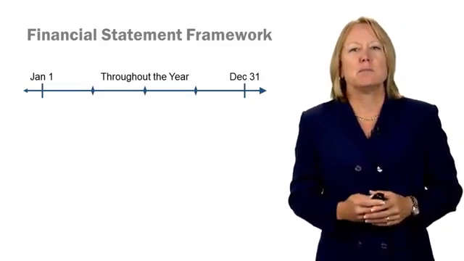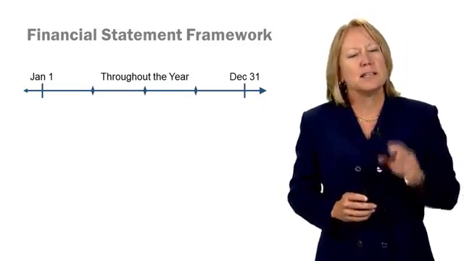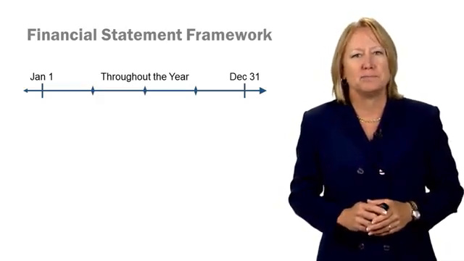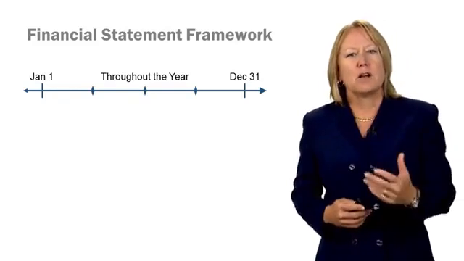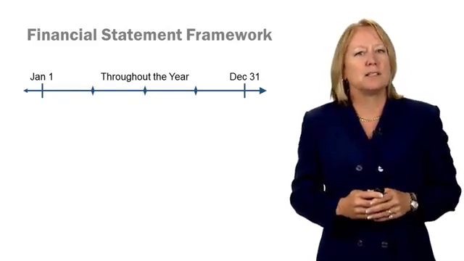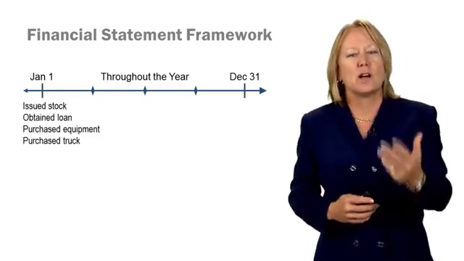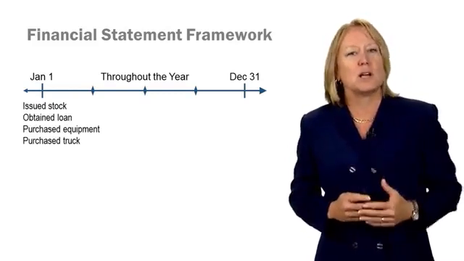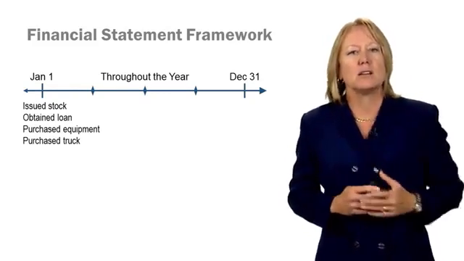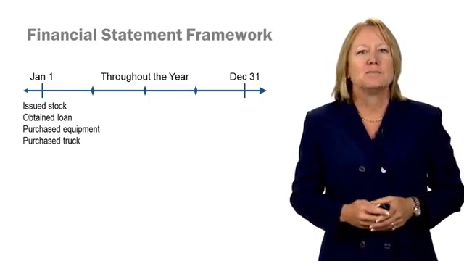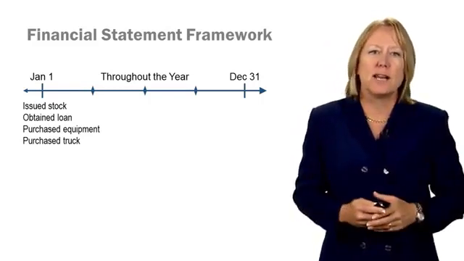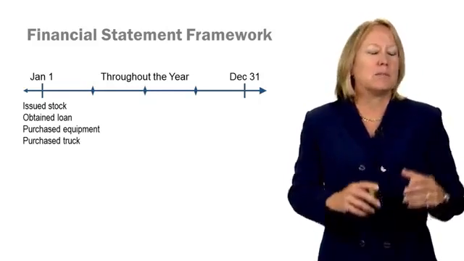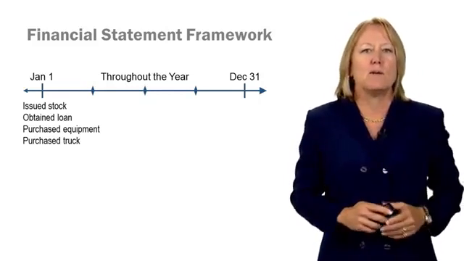Recall the financial statement framework that we've introduced. Let's apply that to the garden spot. On January 1st, Mary Jo, as the manager and owner of the garden spot, did several things. She issued stock, the company issued stock to Mary Jo and her husband Josh in exchange for cash. The company obtained a loan to get some additional financing. It bought some equipment. It bought a truck so it could be ready to go.